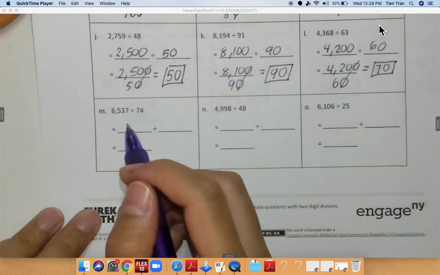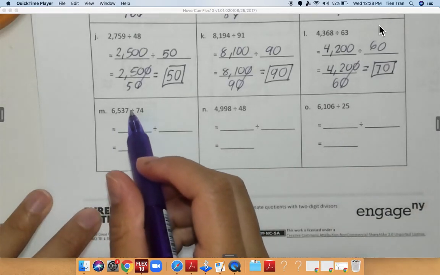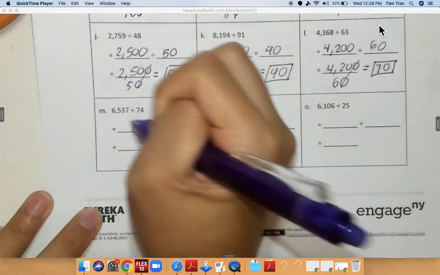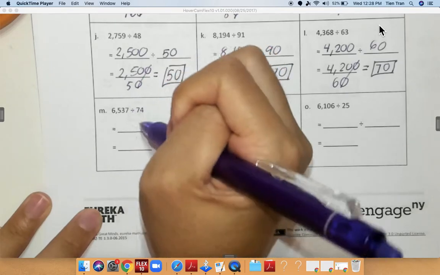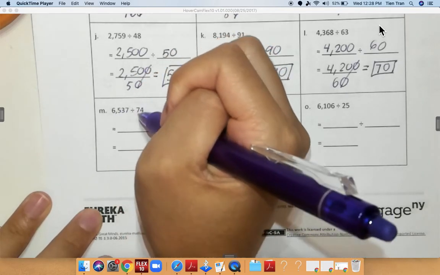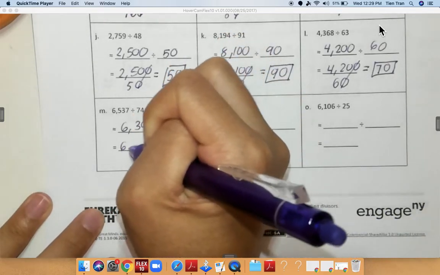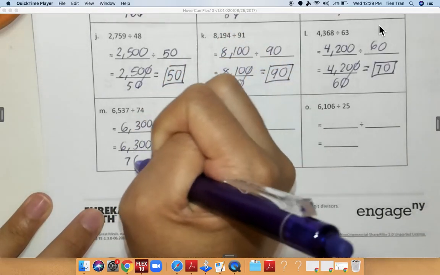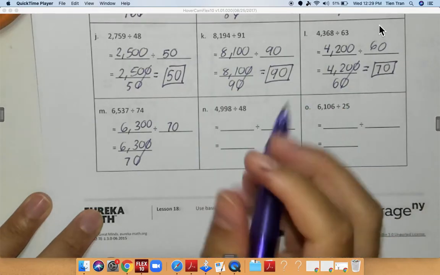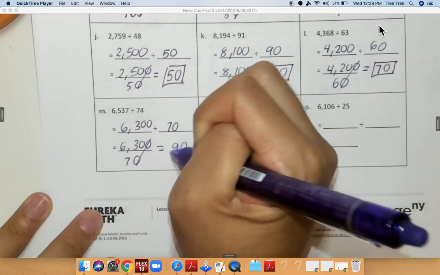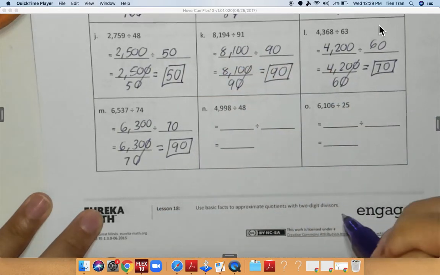Problem M. I have 6,537 and 74. I can round 74 to 70 and 6,537 to 6,300. 6,300 divided by 70. 0 divided by 0 is equal to 0. 63 divided by 7 is equal to 9. Add a 0 at the end, and my final answer is 90.